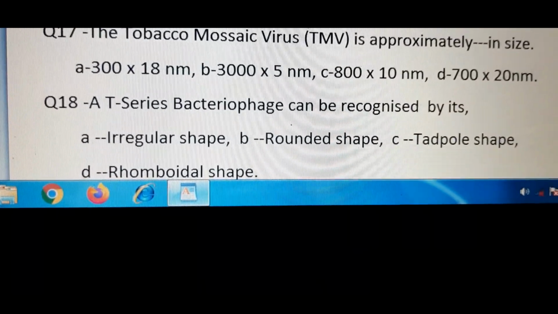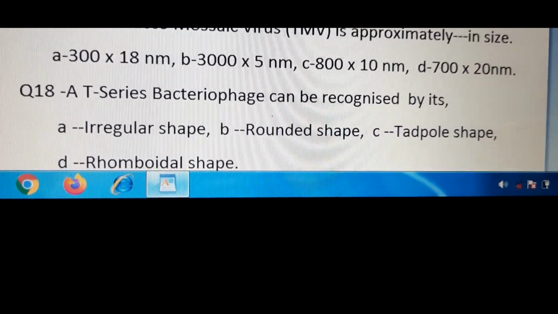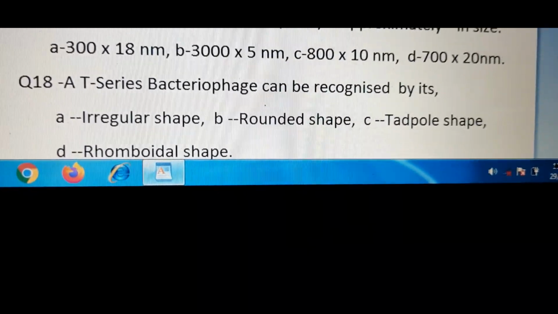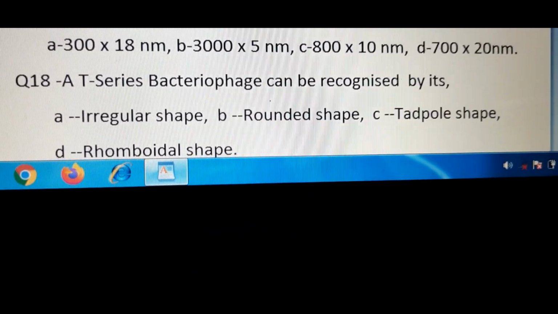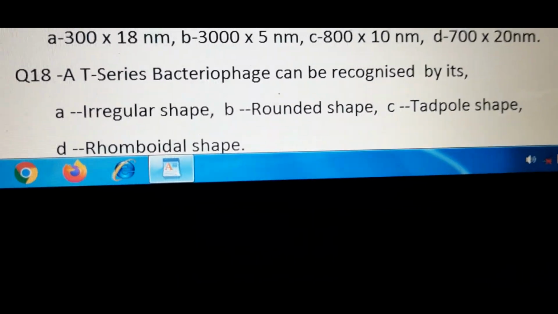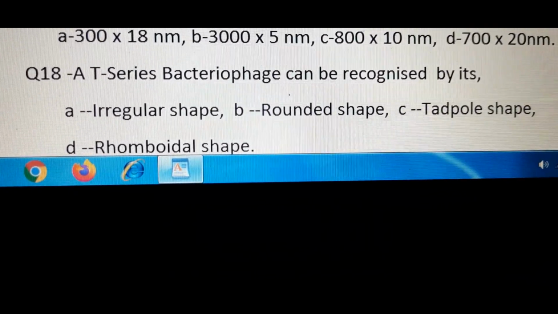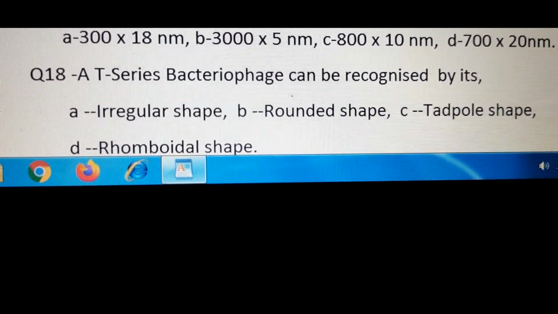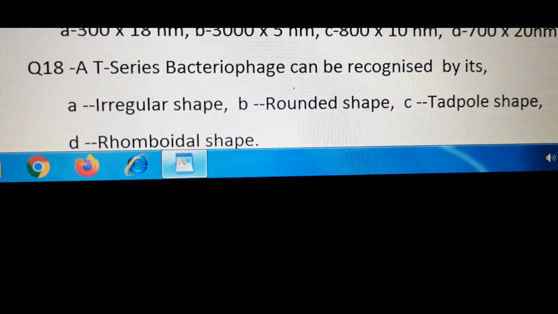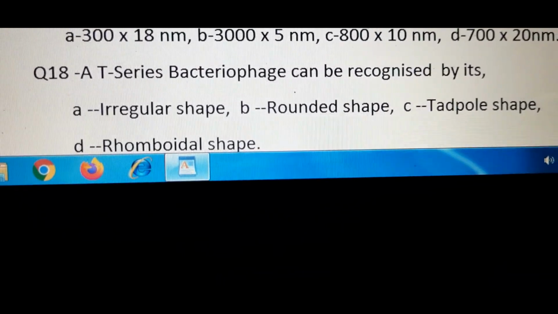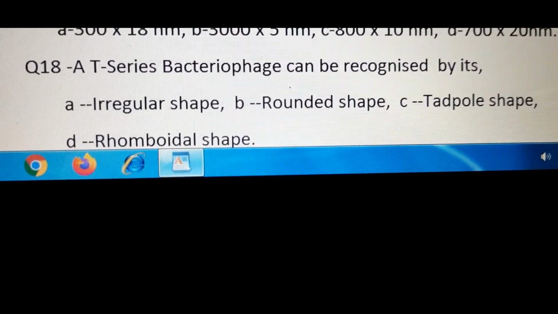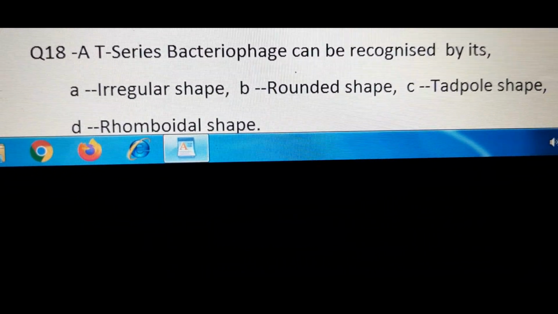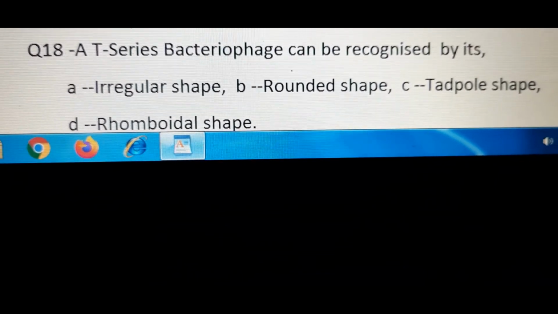18 reads: a T series bacteriophage can be recognized by its which shape is the question. T series bacteriophage, that is T1, T2, T3, T4, like that they are called. And T4 phage is the much studied rocket-like bacteriophage that you have just now seen in the previous question's answer. So T series bacteriophages can be seen in their tadpole shape. C is the answer for this.